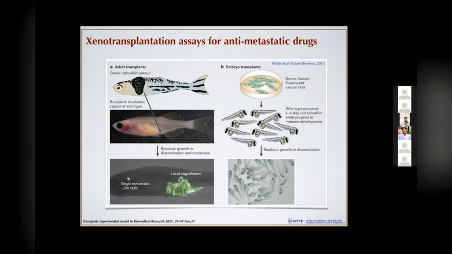Or you can put zebrafish tumor cells from one fish into another mutant. The mutant is called Casper. Basically it is devoid of all pigments. Just to track the movement easily, this particular mutant is used. So you can do it at the adult stage or at the embryonic stage. Next slide.